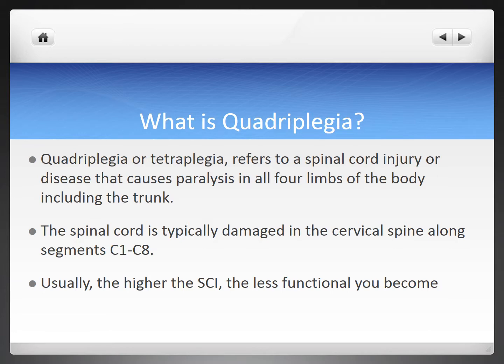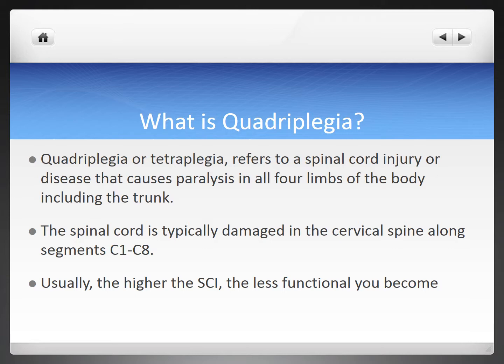What is quadriplegia? Quadriplegia, also referred to as tetraplegia, refers to a spinal cord injury or disease that causes paralysis in all four limbs of the body, including the trunk. The spinal cord is typically damaged in the cervical spine along the segments C1 through C8.